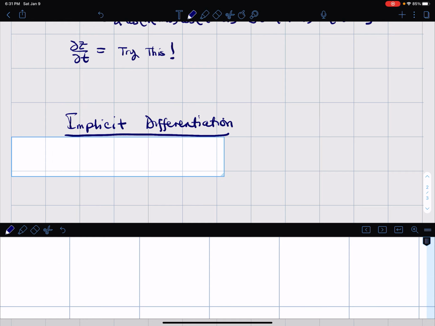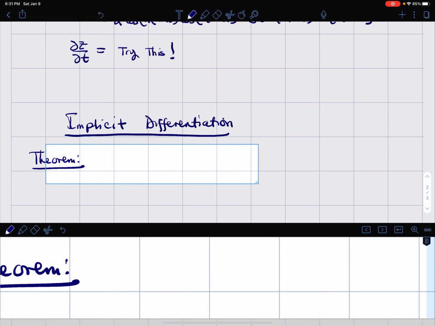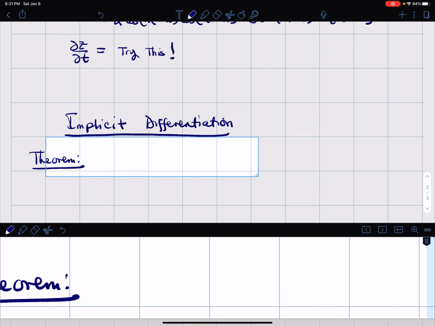Implicit differentiation. Now, I'm going to state a theorem. By now, you already know that I don't prove theorems on the video. I might prove some in class, but not on this video.